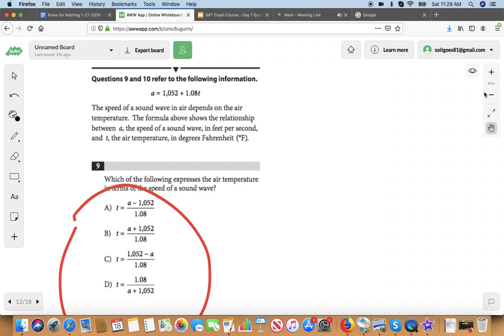Yes. But if you're not sure what a question is asking you to solve for, sometimes just look at the answer choices and you can generally figure out, oh, okay, I'm supposed to get T alone. Good. They love using that phrasing. Which of the following expresses this variable in terms of all the other variables? It just means isolate that first variable.